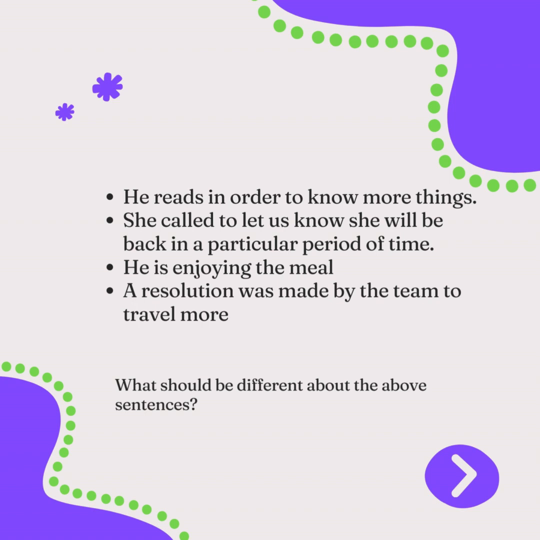Now, I gave some sentences and asked the question during the class, what should be different about the above sentences. So, said he reads in order to know more things. She called to let us know she will be back in a particular period of time. Is enjoying the meal, a resolution was made by the team to travel more. So subsequently, we would look into each of these, but just have this at the back of your mind.